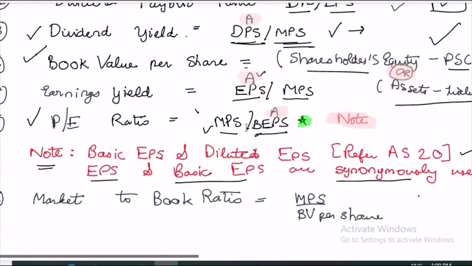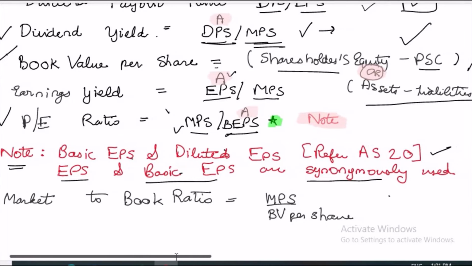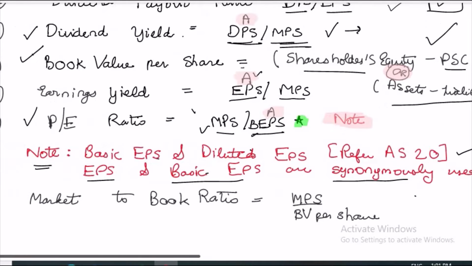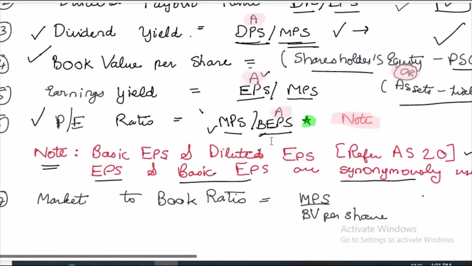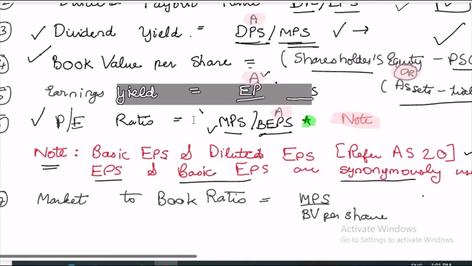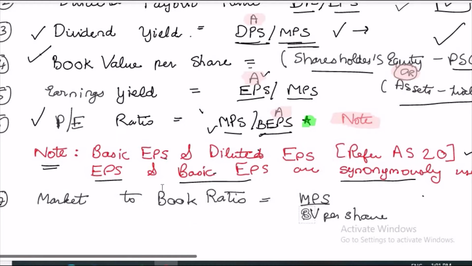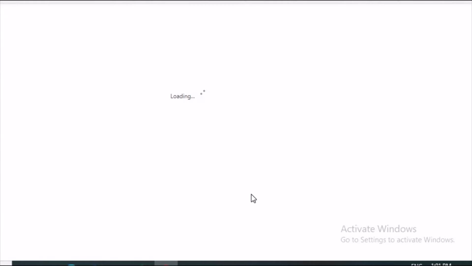Price earning ratio is equal to market price per share upon basic earnings per share. Note: basic EPS and diluted EPS refer to EPS, and EPS and basic EPS are used synonymously. We have always used basic EPS, not diluted EPS. Market to book ratio is market price per share upon book value per share.